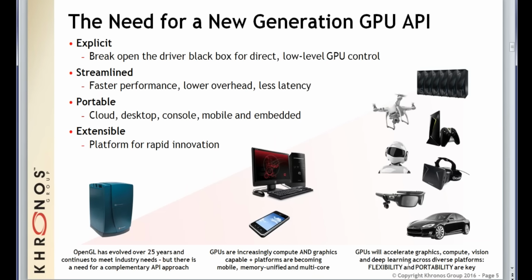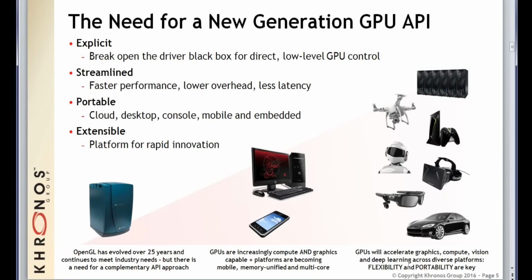And again, the games engine developers really gave us a very clear agenda on what we needed to achieve. We needed an API that was explicit. That means we're breaking open the driver black box that we have with OpenGL and enabling developers who wish to get much more direct, low-level GPU control. We want a more streamlined API that gives us a higher performance headroom, less driver overhead, less latency, which is important for things like VR.